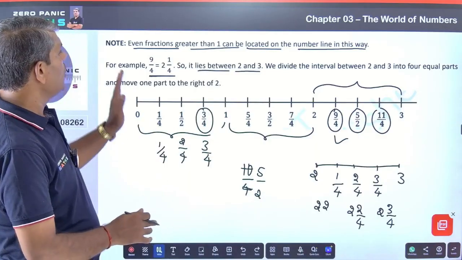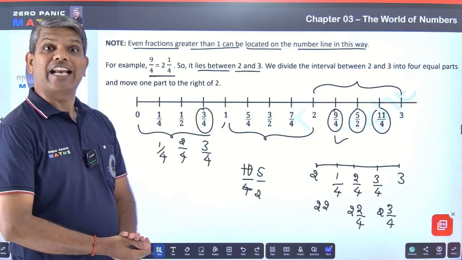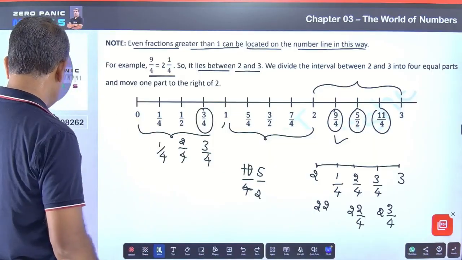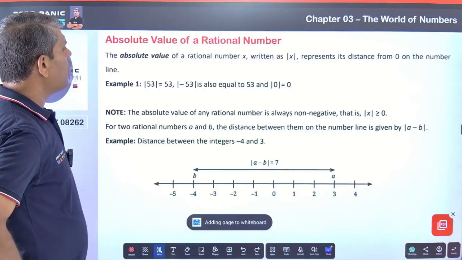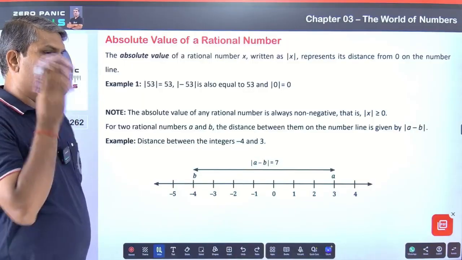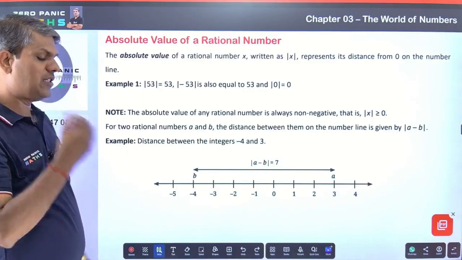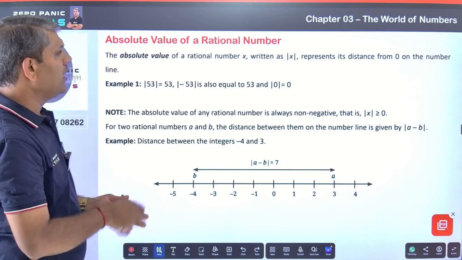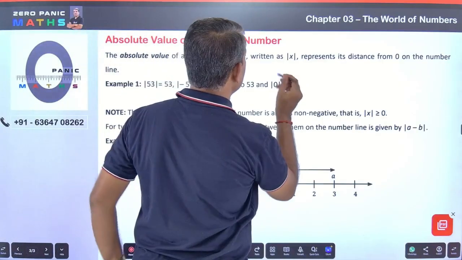So this is how you represent a rational number on the number line. Now let us see what the absolute value of a rational number is. You might have heard this term, absolute value. Absolute value is usually represented like this.